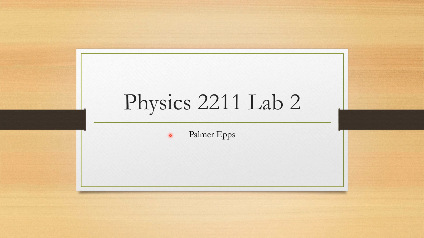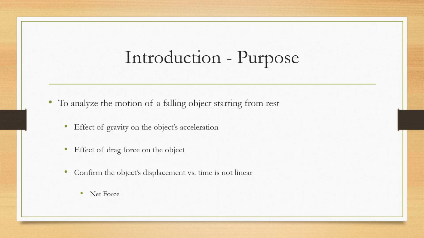This is my lab report on Physics 2211 Lab 2. A quick intro to the purpose of the lab: I wanted to analyze the motion of a falling object starting from rest. In this lab, we get to test the effects of gravity on an object's acceleration, as well as drag force, and then confirm that when there's a net force, the displacement versus time is not linear.